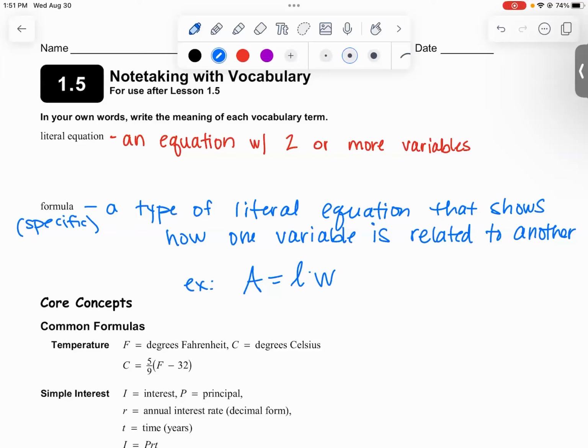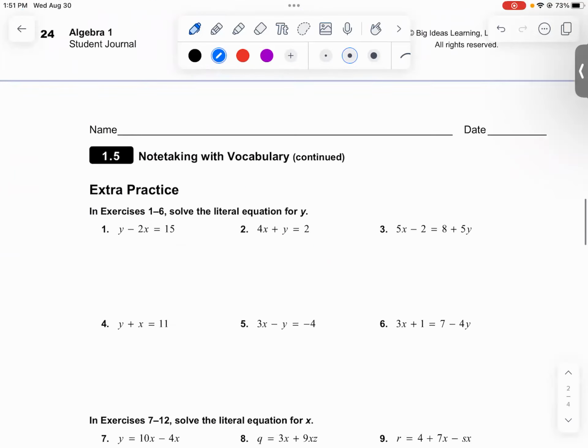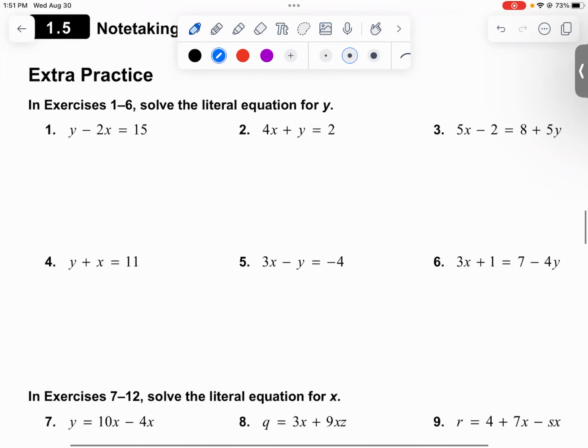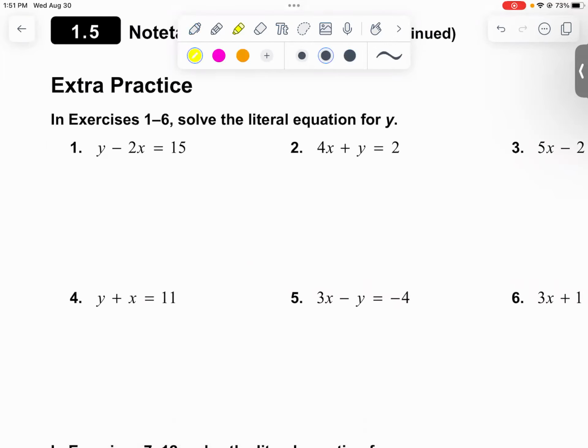Okay, so we're gonna start out with some examples just involving X and Y. So I want to go to page 25. Okay, so we're gonna look at number 1. And it says solve the literal equation for Y. So what I'm gonna do is I'm gonna highlight Y, and I want to get Y by itself.